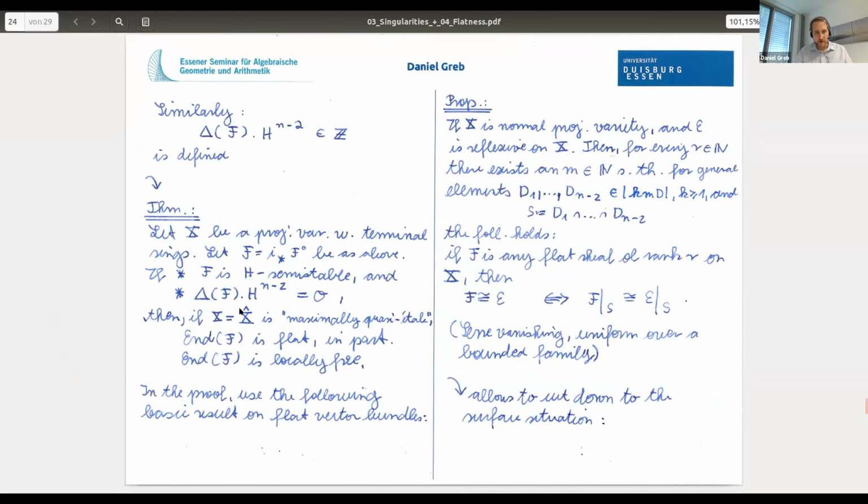So I recall what I just proved in this lecture: if I have a projective variety with terminal singularities, for which we've seen examples, for example, isolated singularities which are cones over degree d hypersurfaces in Pn where d is less than n, for example a degree 3 hypersurface in P5. And then I have a reflexive sheaf which is semi-stable and has vanishing discriminant. Then the endomorphism sheaf is flat on the maximally quasi-étale cover.